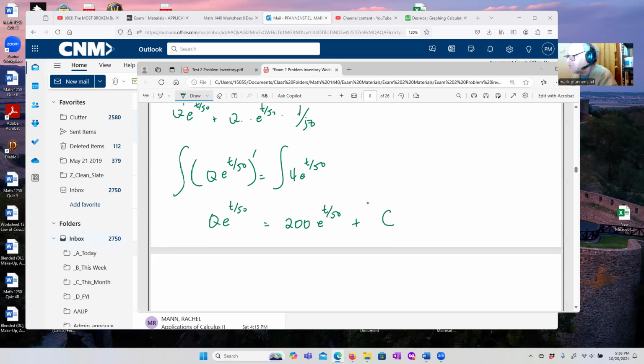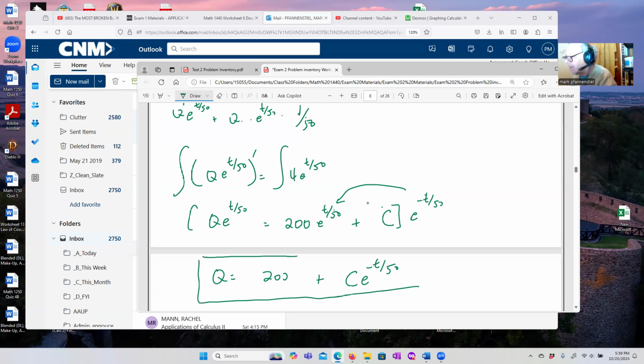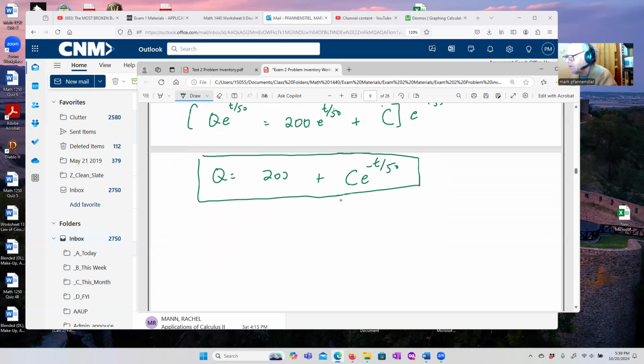And then we're going to solve for q. We're going to say q is equal to 200. What we're doing here is multiplying by e to the negative t over 50. When we multiply by this term, the e to the t over 50 and e to the negative t over 50 go away, plus c e to the negative t over 50. That's kind of a breather, and we ask, what do we do now? Well, we still have to figure out what c is.